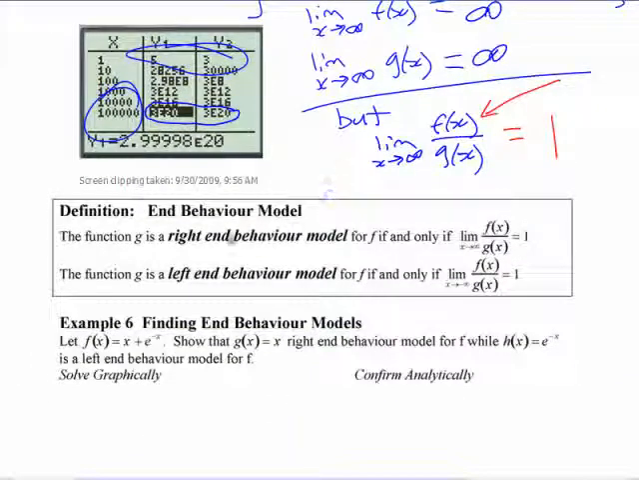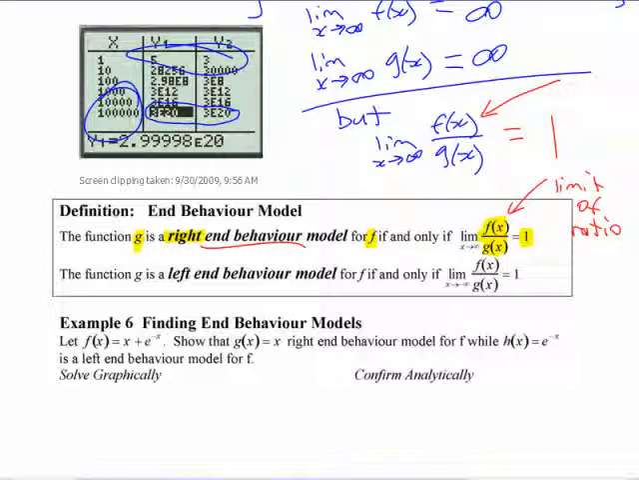We are going to talk about an end behavior model, which means a simpler function that has the same behavior as you go to the right or the left. That's what this means. It's written down here, you don't have to rewrite it, but the function g is a right end behavior model for f if and only if the limit of that ratio is 1. Because they're getting closer and closer together, an end behavior model means it behaves the same way. It's a simpler function that has the same behavior as you go to the right or the left.